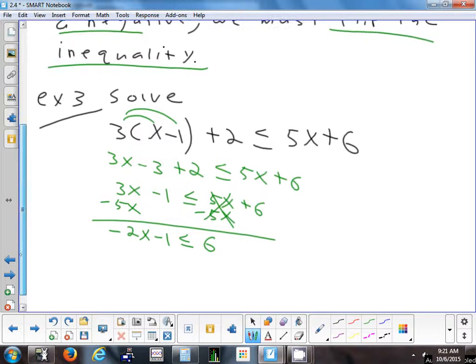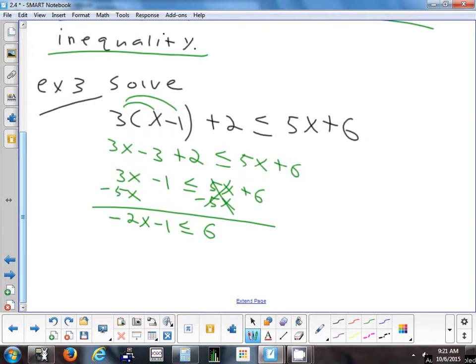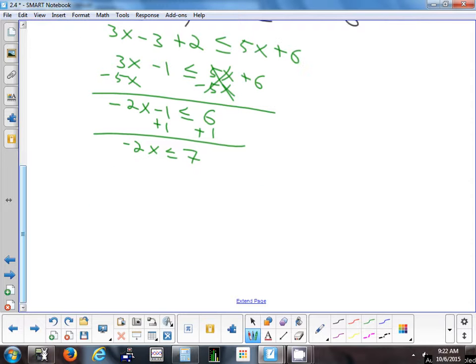Nick, what's my next step? Add 1. Yep, add 1. And what does that leave me with? Negative 2x is less than or equal to 7. Now, should I be flipping this inequality? Have I done any multiplying or dividing by a negative yet? Not yet. Not yet. Okay, but what's my last step?